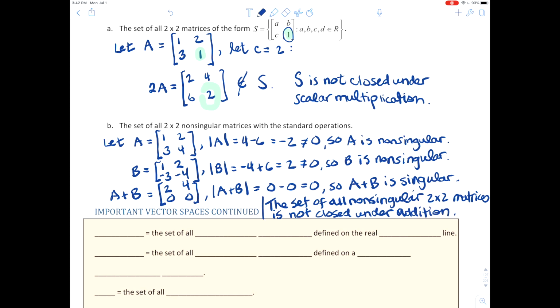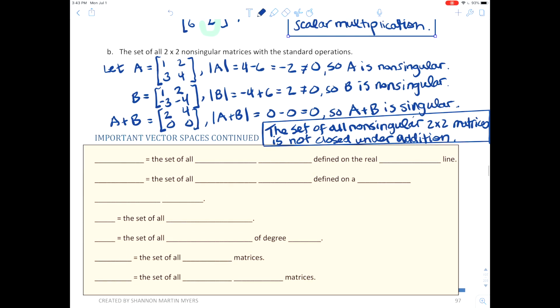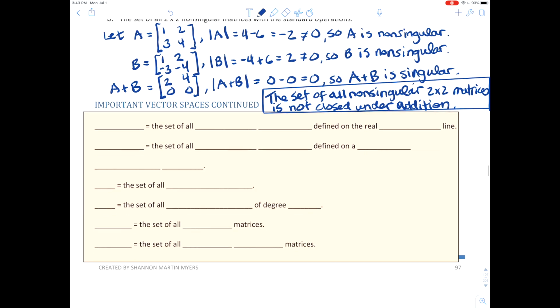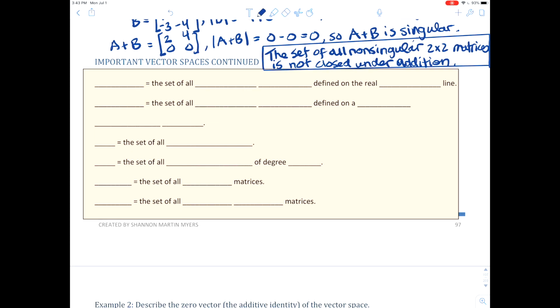Cool, cool? All right. So now let's look at some more important vector spaces. We already looked at all of the Rn ones, right? R1, R2, R3, all the way to Rn, which are ordered n tuples. So now we get to some more. This first one represents the set of all continuous functions defined on the real number line.